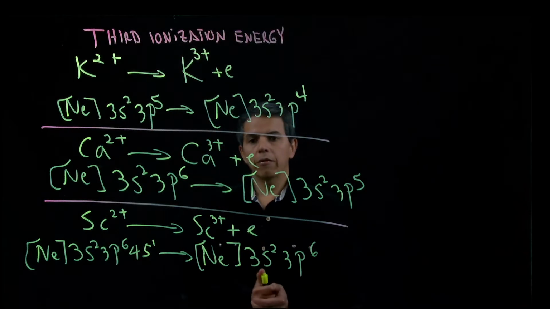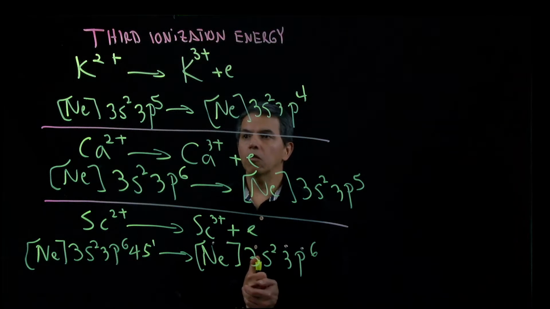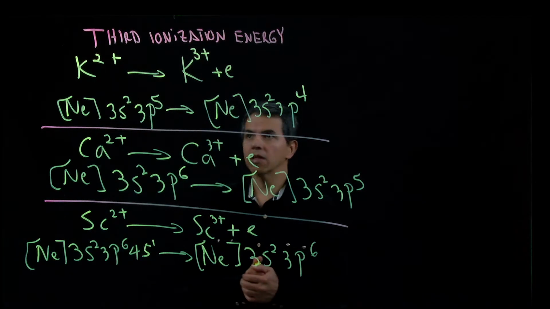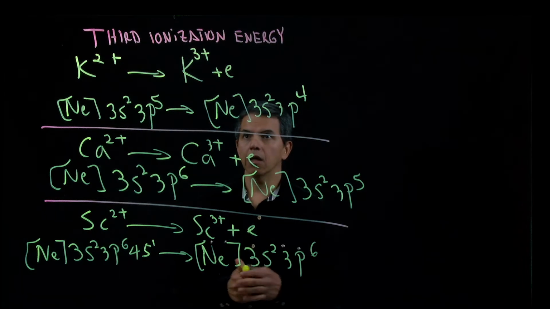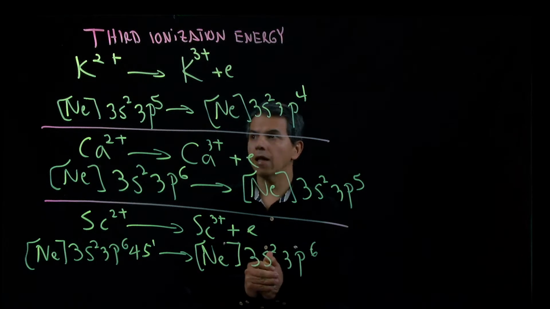Okay, so the work that we did to figure out what transitions are involved in the third ionization energy of potassium, calcium, and scandium is summarized in this new slide here.